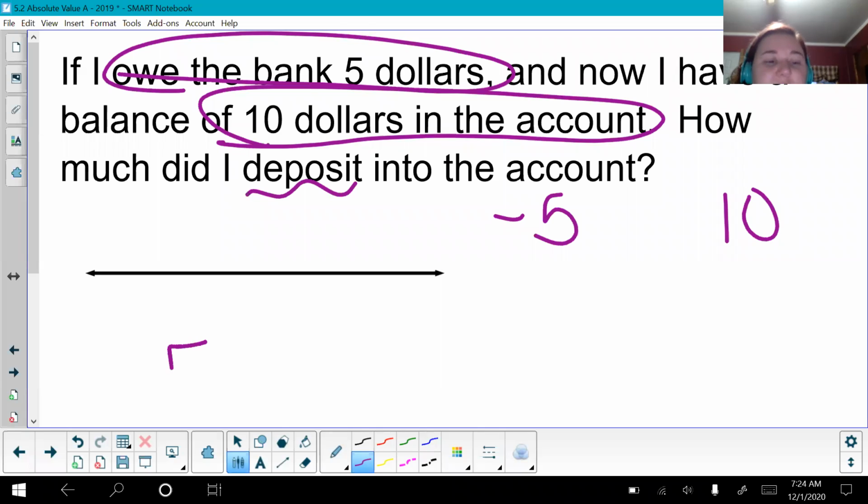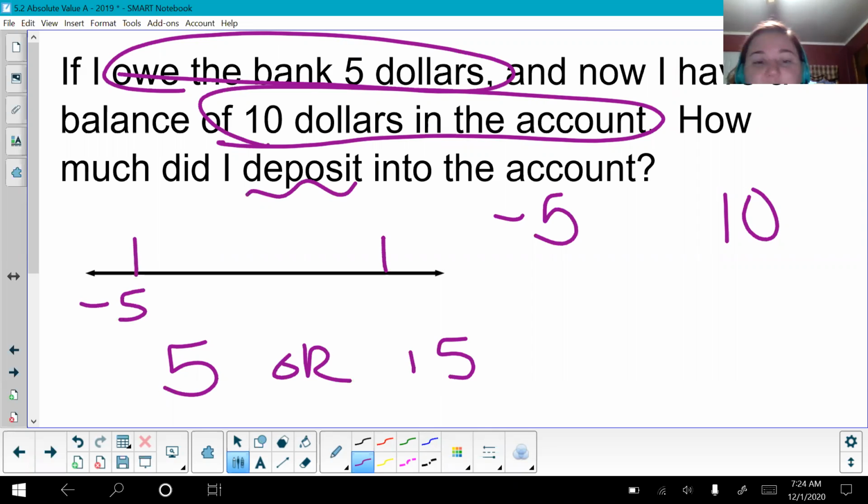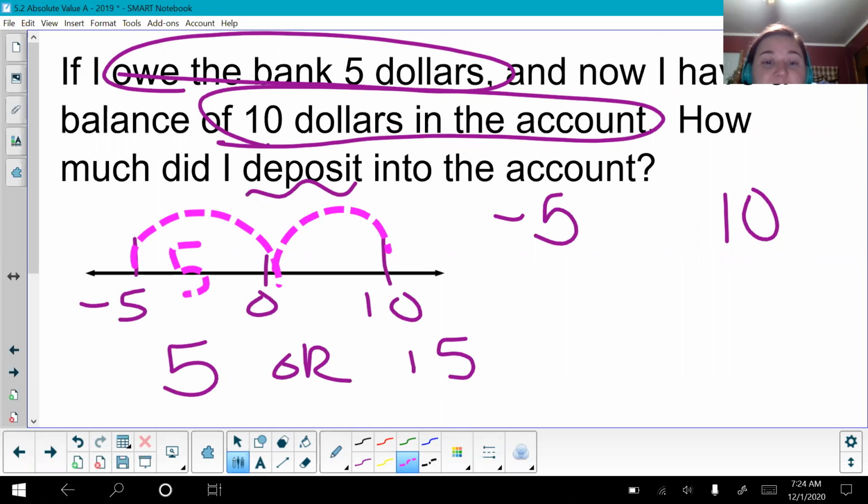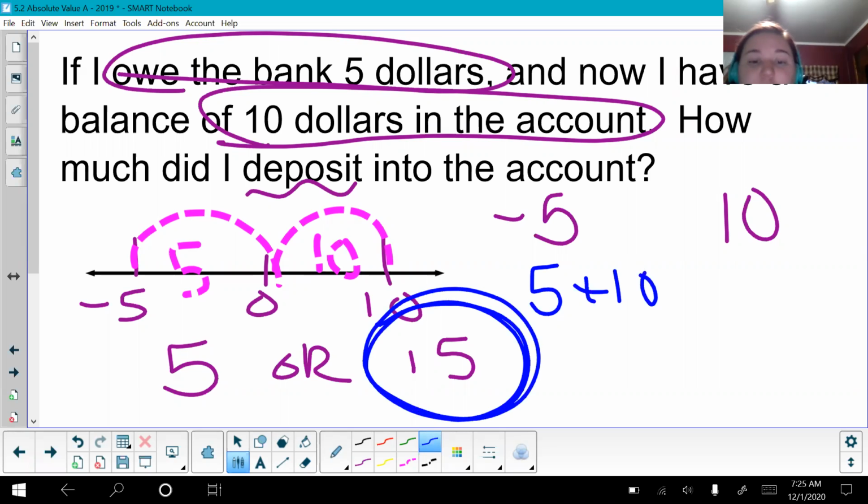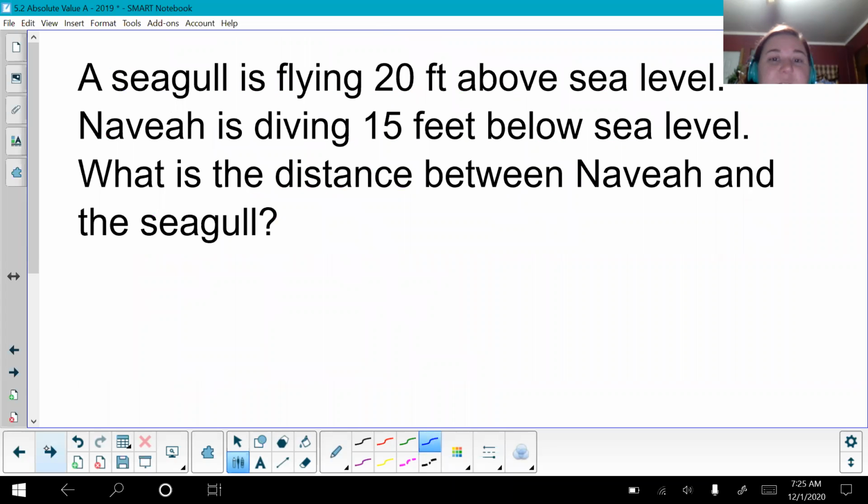Two common answers I get are 5 or 15. So if I'm at negative 5 and I need to go all the way to 10, I have to pass 0, right? What's the answer? Well, ask yourself, how far is negative 5 from 0? I got to put $5 in the bank. And then to get to 10, I got to put another 10. So how much did I put in the bank? 5 and 10 makes 15.